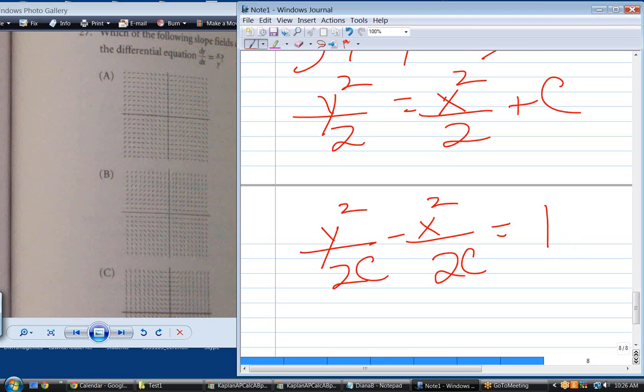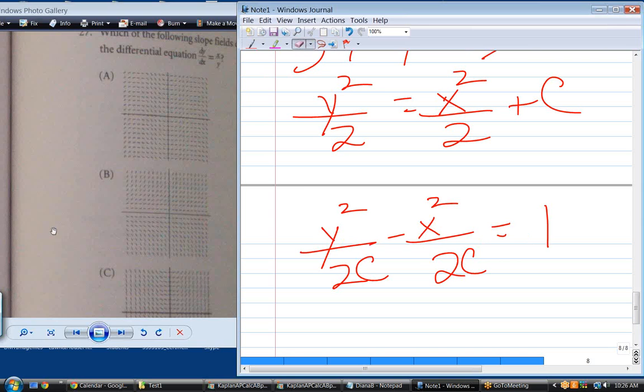That's a hyperbola. Right. In other words, whenever you have subtraction going on between the y's and the x's, that's a hyperbola. If it was an ellipse, it would be a plus sign. And same with a circle. If it was a plus sign and they had the same coefficient, like these appear to have, then that's a circle. Okay? So, this is definitely a hyperbola.